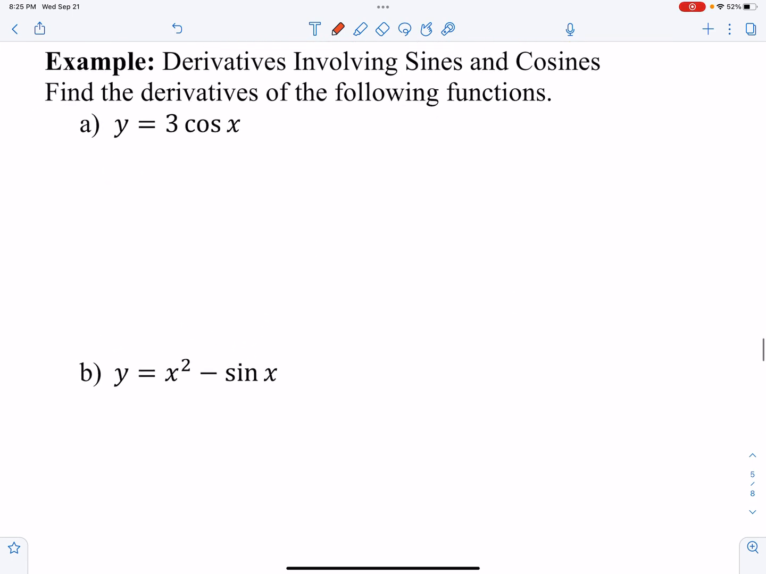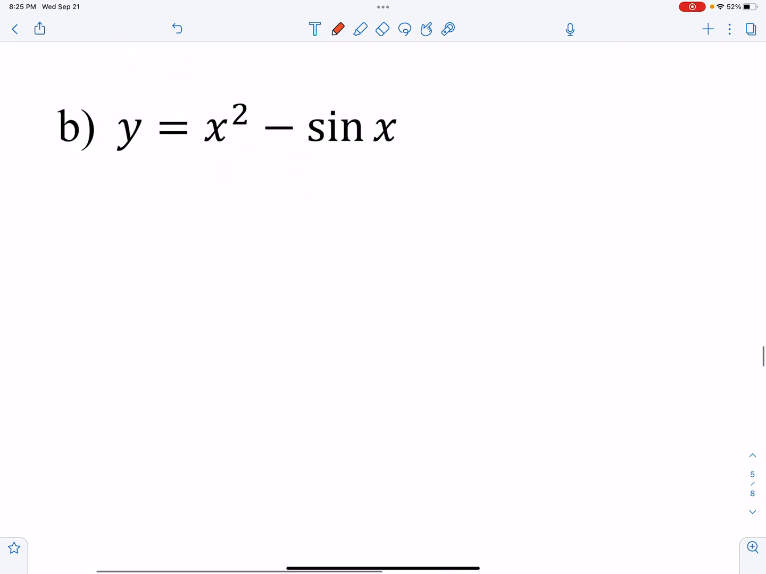So derivatives involving sines and cosines. So 3 times cosine of x, you can just think about pulling the 3 out. So it's that constant multiple rule for derivatives. So y prime would be 3 times the derivative of cosine, which is negative sine. So negative 3 sine of x. This is a difference of two terms. So y prime, or dy over dx, either notation is fine. We'd use the power rule for finding the derivative of x squared, minus the derivative of sine, which is cosine.